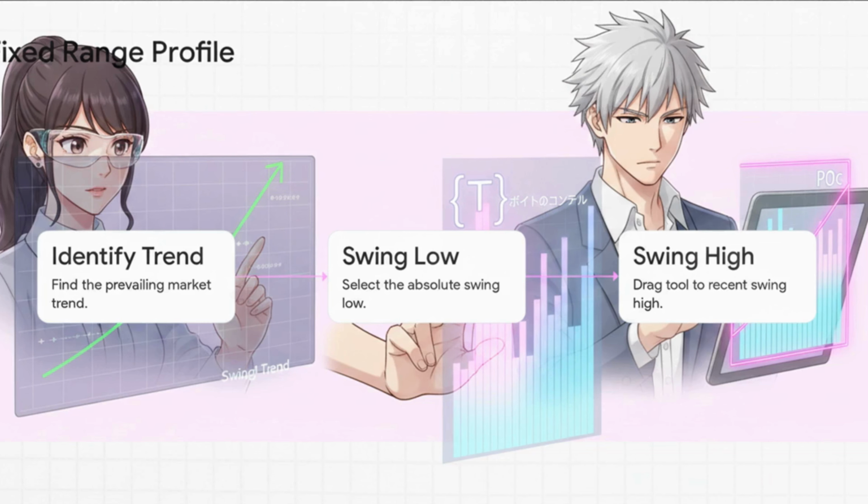Say you're in a clear uptrend. You just identify the absolute swing low of that move, click your tool, and drag it all the way up to the recent swing high. The software instantly calculates all the volume traded within that specific push. It reveals exactly where the bulk of the interest is, letting you easily map out the point of control for that specific leg of action.